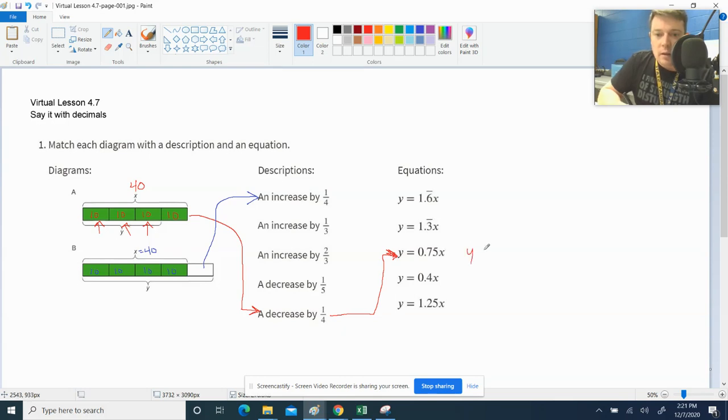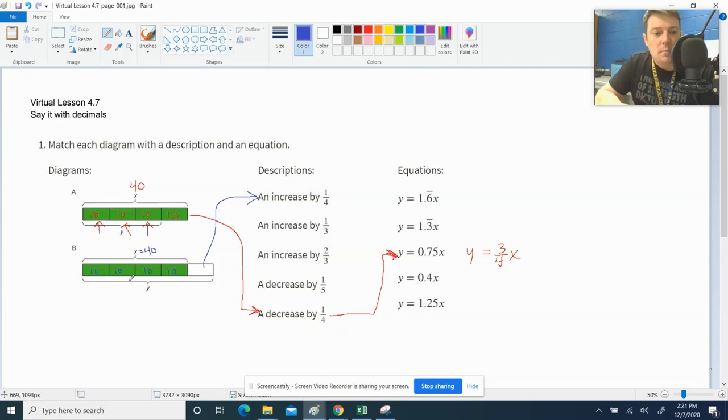We also could have written it in fraction form, but now we're getting it as 75 hundredths in decimal form. So we're going from the fractional to the decimal. We will eventually be going to a percentage in the next lesson, where we say this diagram A is representing a 25% loss or a 25% decrease. Let's look at the last one.